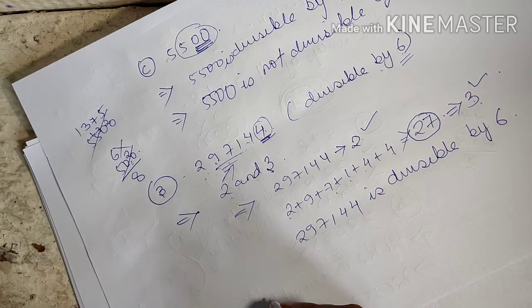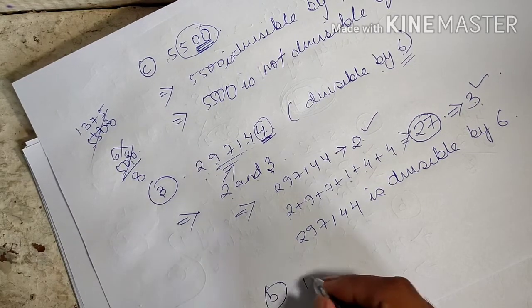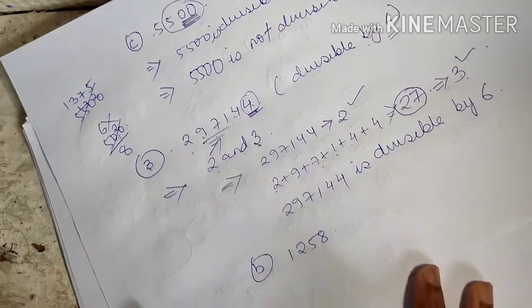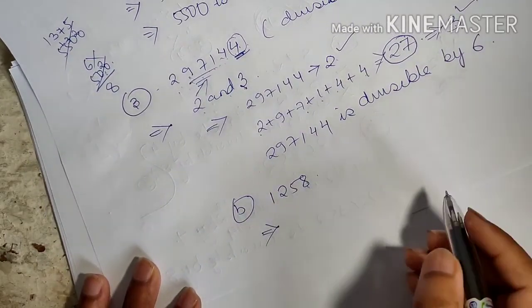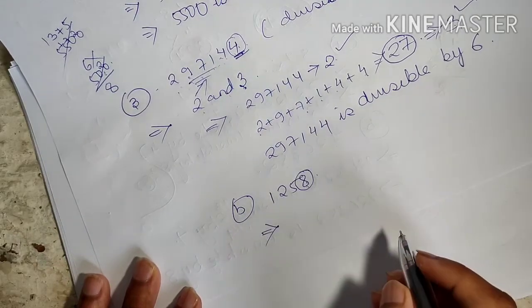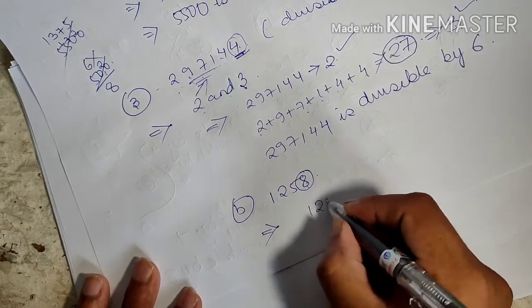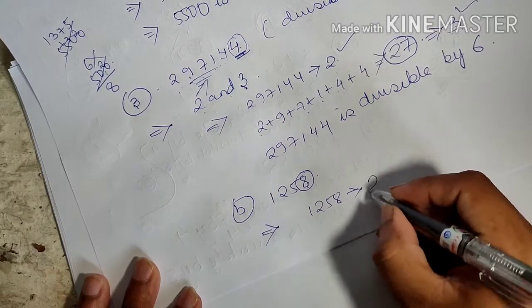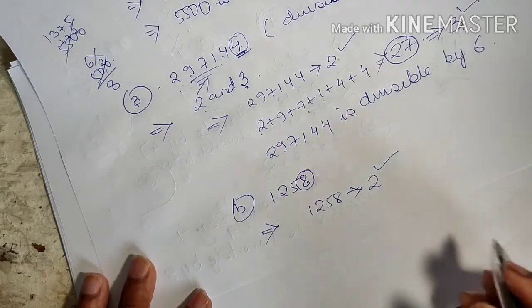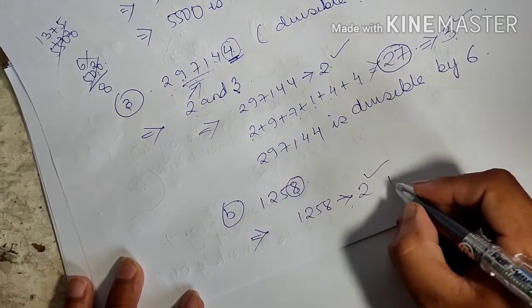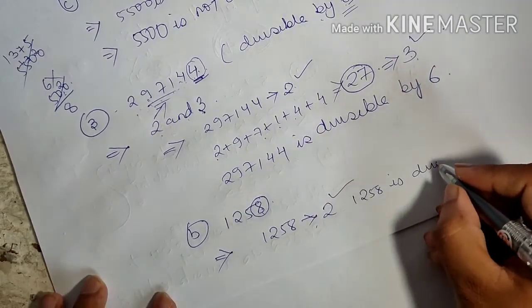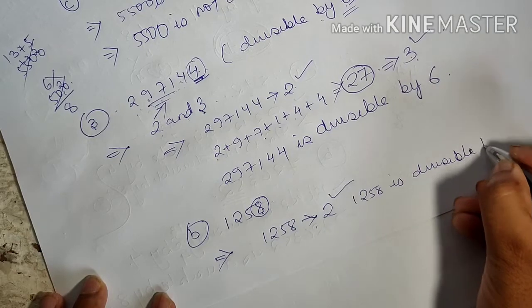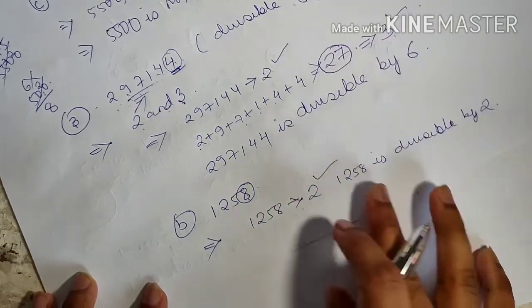Next is number B. What is it? 1258. How do we check if this is divisible by 2? The last digit is an even number, so easily we can say that yes, 1258 is divisible by 2. You have to write in words in your notebook like this: 1258 is divisible by 2.